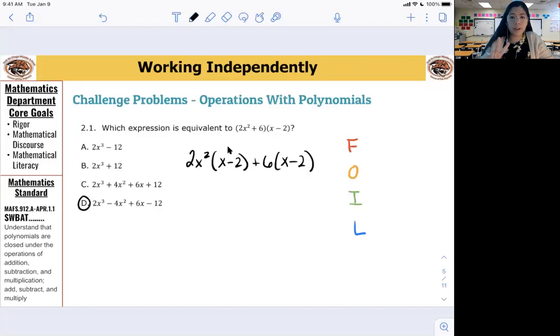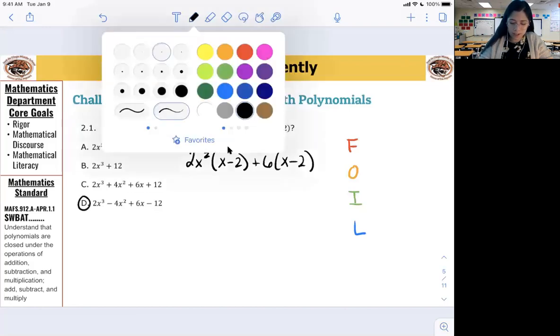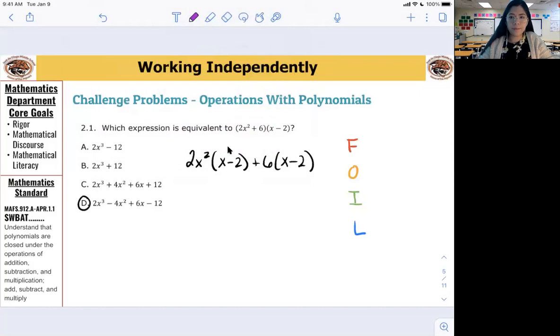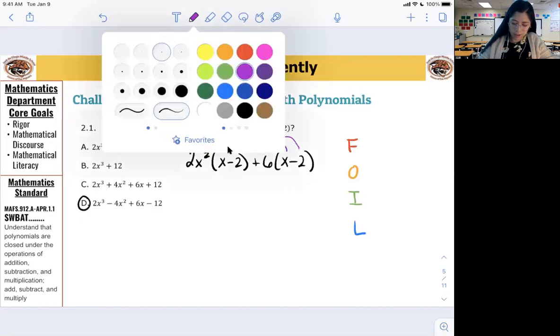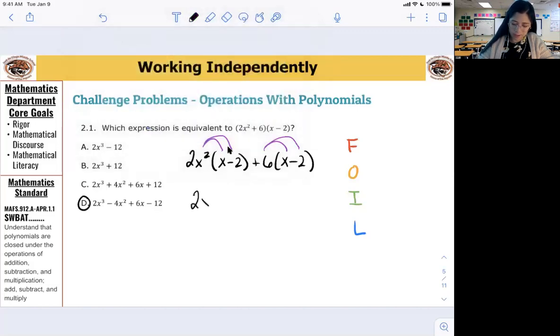So I'm going to do it both ways. I'm going to start with partial distribution, and then I'll do FOIL, okay? So first thing, partial distribution. 2x squared times x, I get 2x to the power of 3. 2x squared times negative 2, I get negative 4x squared. 6 times x, I get 6x. 6 times negative 2, I get negative 12.